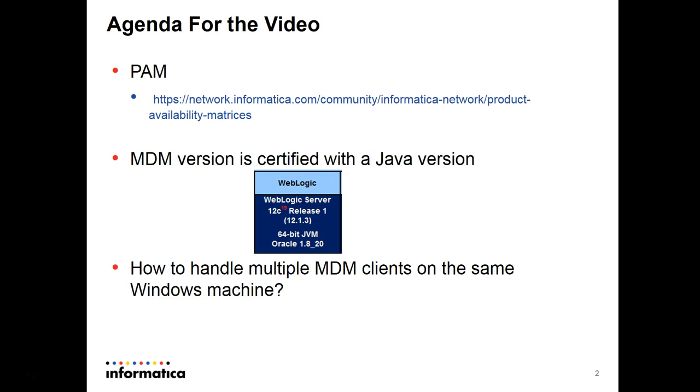Okay, but there might be a situation that you need to work with multiple versions of the MDM product. For instance, you might have an MDM 10.0 HotFix 2 in your production environment, and you start to work with the MDM 10.2 version for planning an upgrade. So in this case, they use different Java versions. How do you handle that? Let me show you through this example.